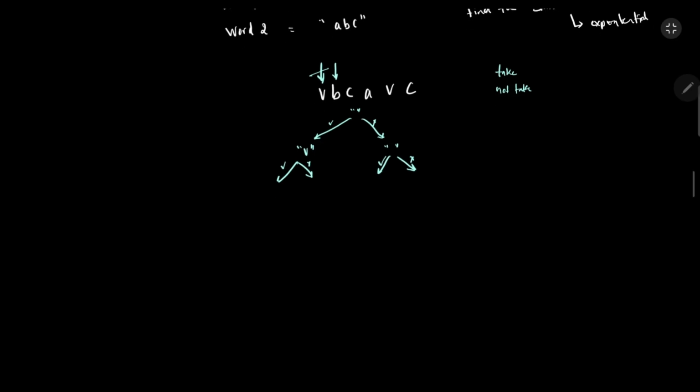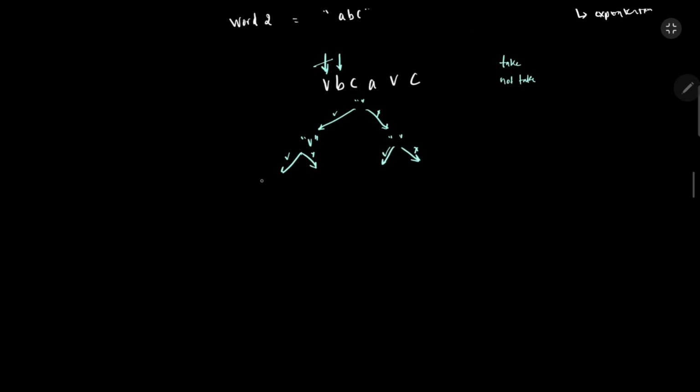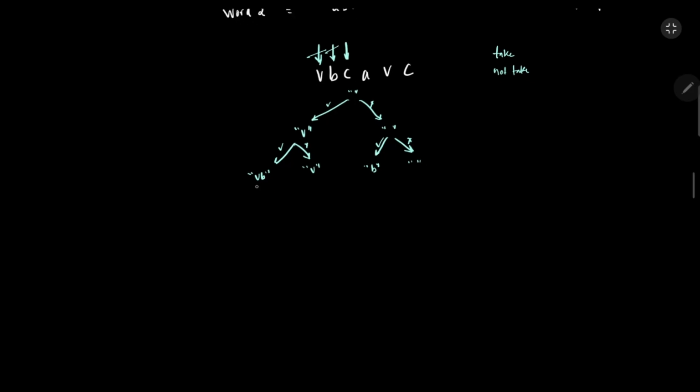If we take it, then it will be VB. If we do not take it, it's just V. And here if we take it, it's B. If we do not take it, it's just an empty string. Now we again move our pointer to C. Again this has two ways, take it or not take it, and similarly for each of the other branches.